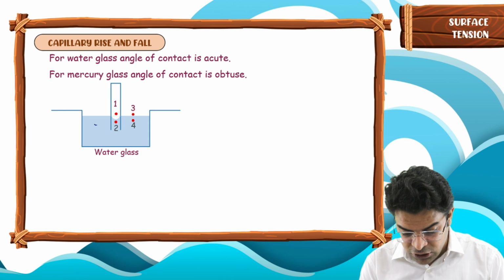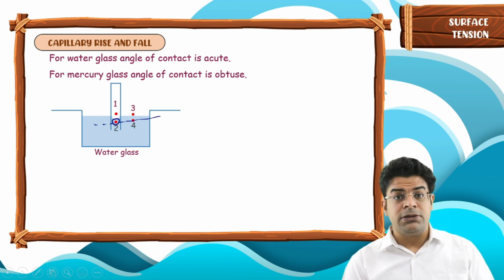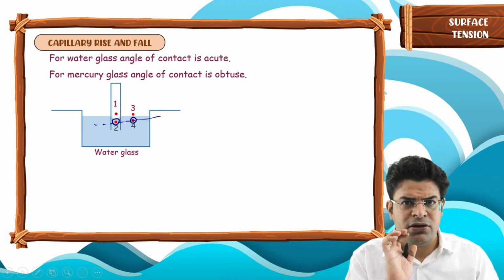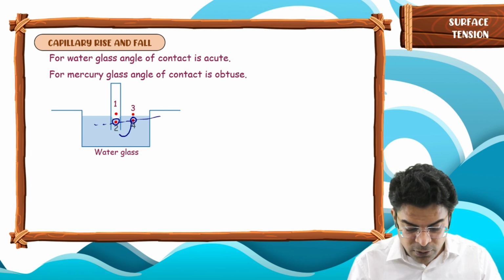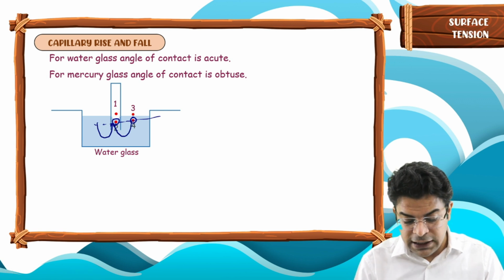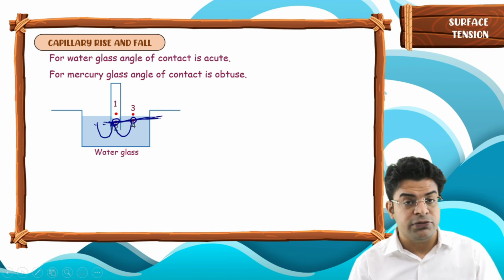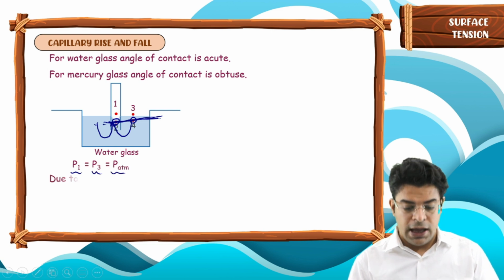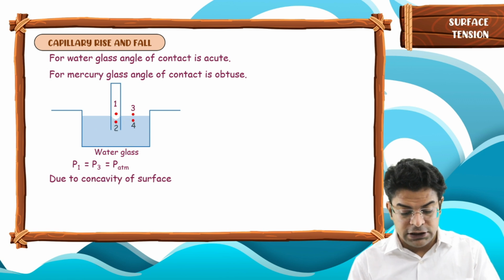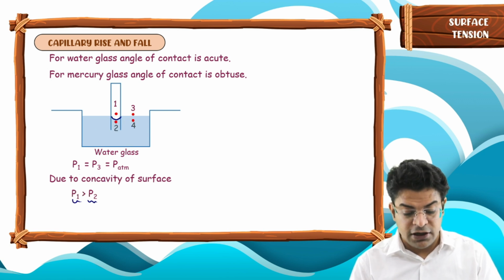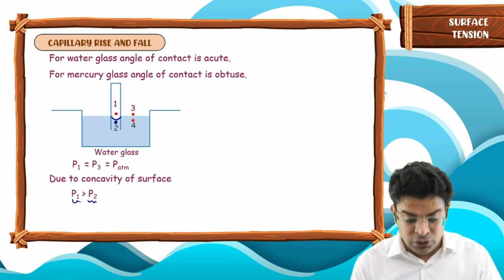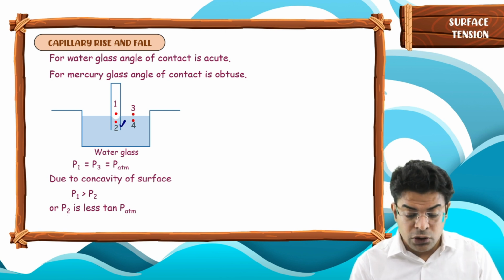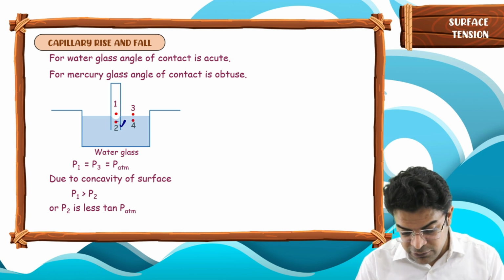So at the same horizontal level, at 2 the pressure is less than P atm, and at 4 the pressure is more than P atm by a little bit. This means that the fluid will flow from outside into the tube till the time the pressure at the same horizontal level becomes the same. So the pressure at point 1 equals the pressure at point 3 equals P atm. And due to the concavity of this surface, the pressure at point 1 is greater than at point 2, which means the pressure at point 2 is less than P atm. And for the same height, we need to have the same pressure.